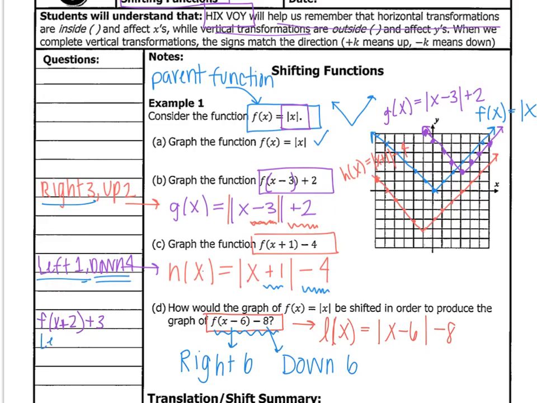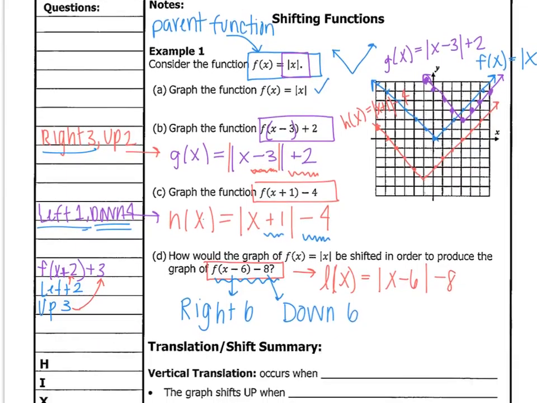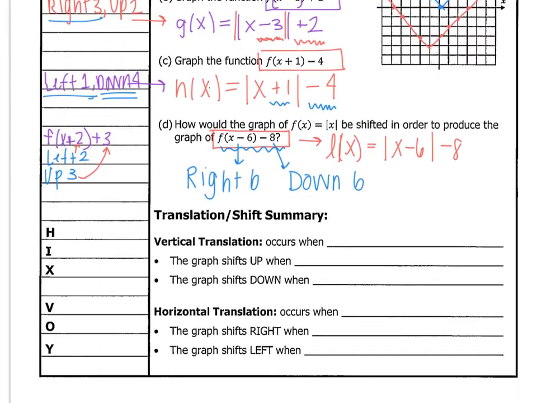Hopefully you said left 2 and then up 3. And the reason for this is because the 3 on the outside means up or down, and it's positive, so we go with the direction. The 2 on the inside means left and right, but we go opposite of the typical direction. And we're going to actually summarize this right here, starting with Hicks and Voy.